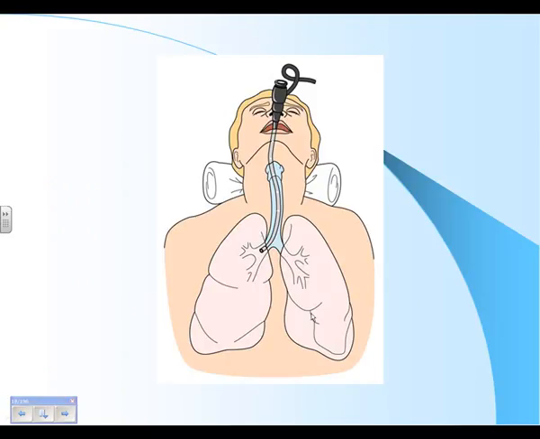This is what the scope looks like. See how he's going down into that main stem bronchi on the right side? He'll back it up a little bit and go down the main stem on the left side as well. And like she said, once you start into that area, everything looks the same because you've got branches off everywhere.